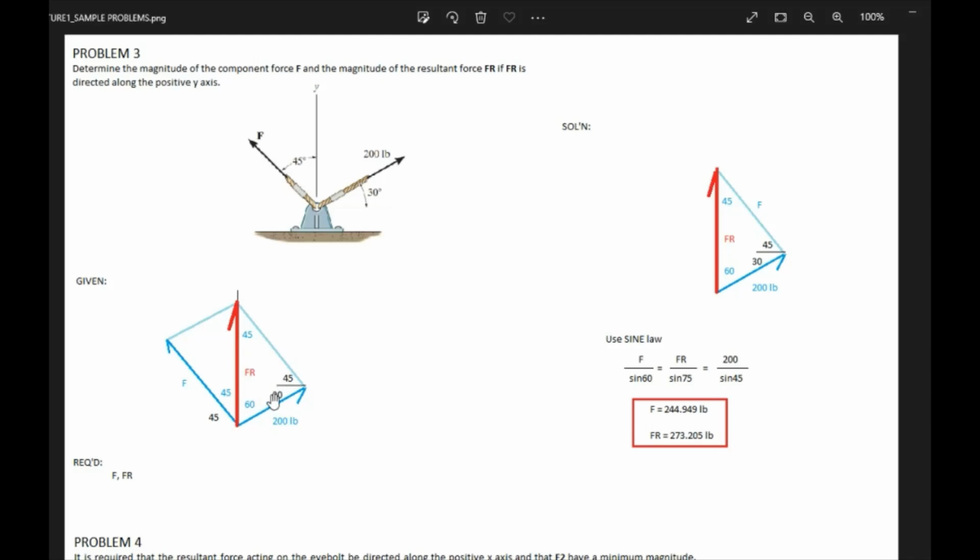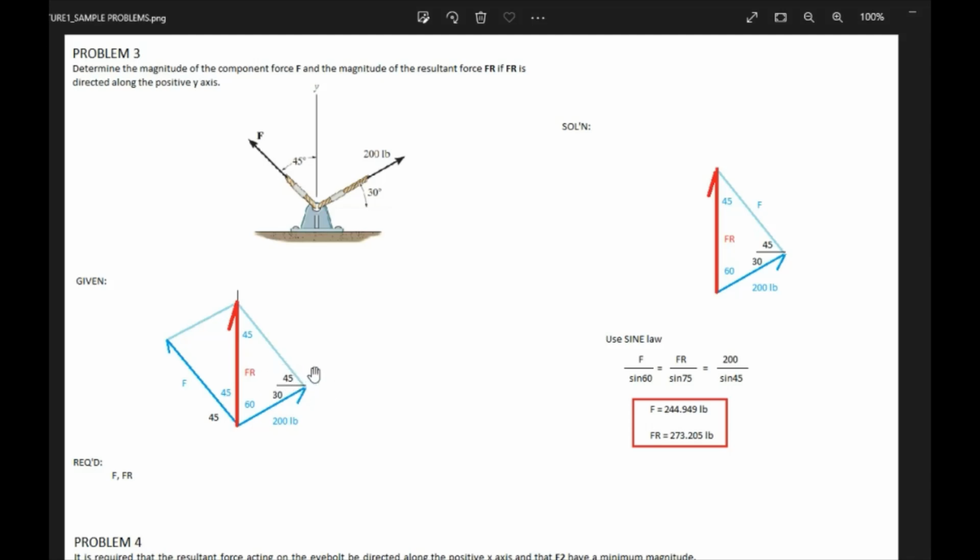Got it? Now, this is one triangle, right? The sum of the included angles of a triangle is 180. Now, in order to know this angle here, we subtract these 3 from 180. So, 60 plus 30, that's 90. Plus 45, that's 135. Okay, so 180 minus 135 is 45. So that's why we have a 45 degree angle here.